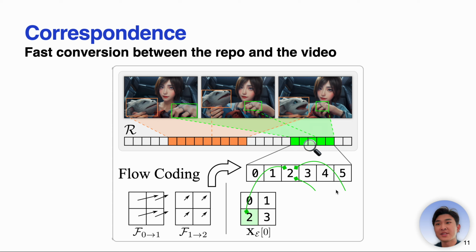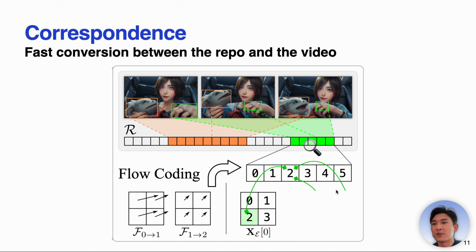And for the correspondence, which allows for the conversion between the repository and the original video, we want an efficient way to retrieve these pixel values from the repository and rearrange them into video frames. We also want to use these video frames to update the repository, so we use an encoding called flow coding, which uses the index to the pixel repository as the encoding values. So we know which group of pixels belongs to specific frames.